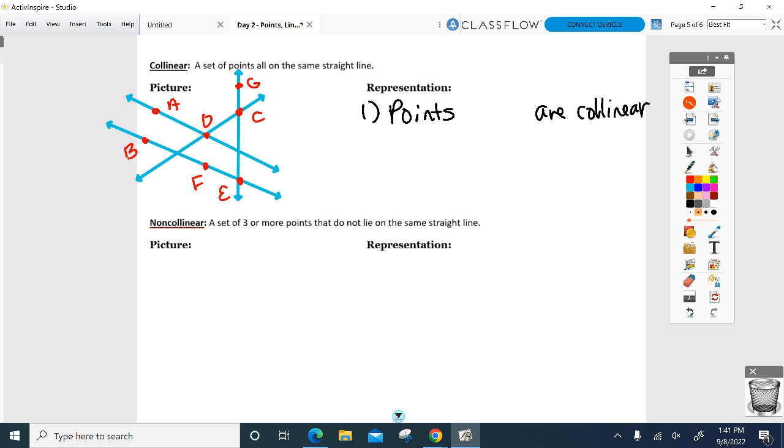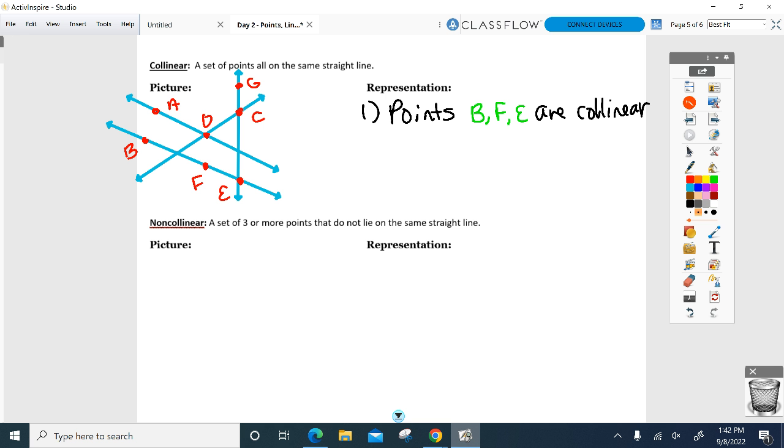Points B, F, E, all on this line. Great job. Hey, make sure we separate them by commas, because if you just write BFE, it's looking like a line, or a plane. BFE. One's not good enough. Give me another set.